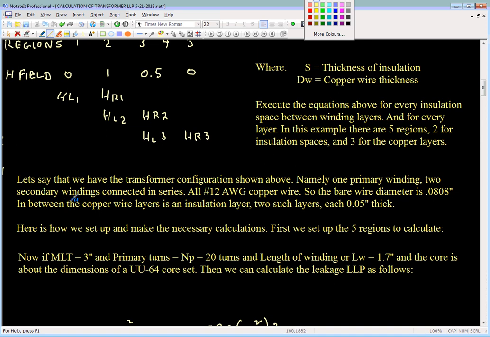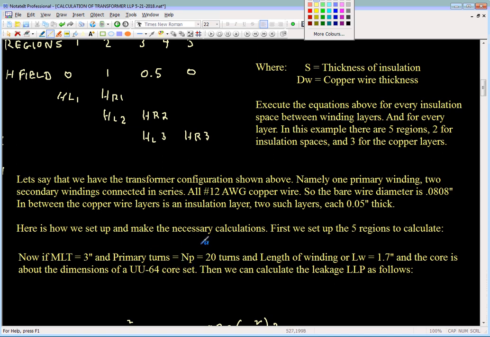So let's say this is what we have, a transformer configuration shown above. One primary winding and two secondary windings connected in series. All the windings are number 12 wire. Just an arbitrary number, of course. So the bare wire diameter is 0.0808. You look up in a wire table. In between the copper wire layers is an insulation layer. Two such layers, each 0.05 inches thick.